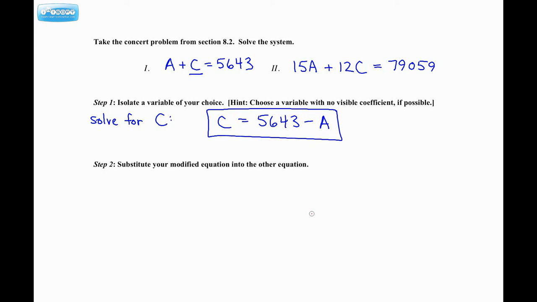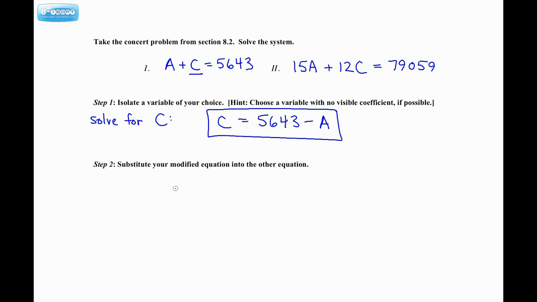Well, keep in mind, if we're trying to solve a system, we're looking for the numbers A and C that work for both. That means that whatever C this is has to be the same as this one. So we're going to do a little swap. We're going to take this C, which is equal to 5643 minus A, and we're going to replace this C. I'll show you.